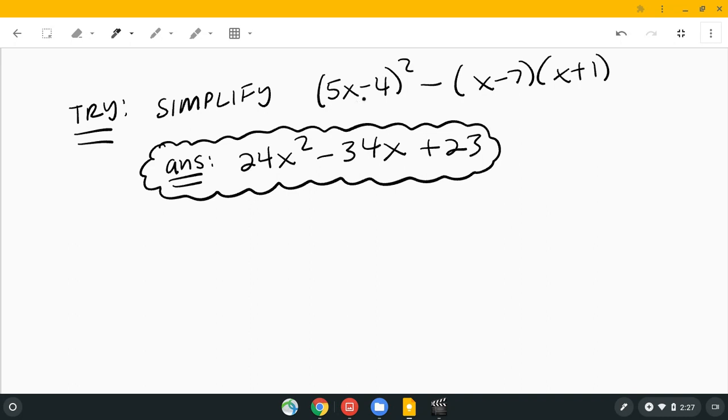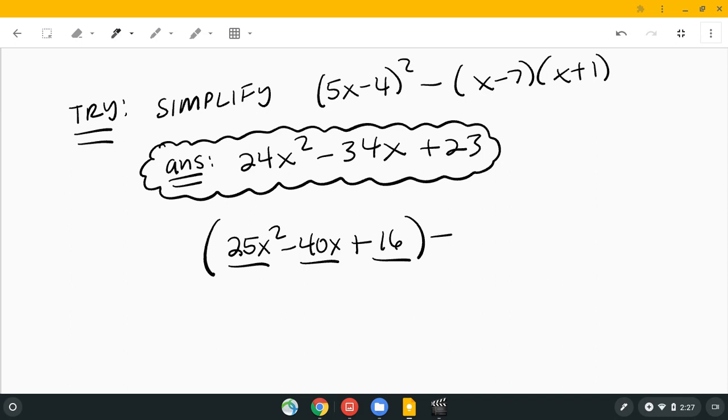Okay, let's go ahead and square this binomial. When you square that binomial, you're going to get a trinomial. It's going to be 25x squared here, positive 16 here. In the middle, it's going to be negative 20x and negative 20x, making a negative 40x. Okay? So I get that for my first answer.